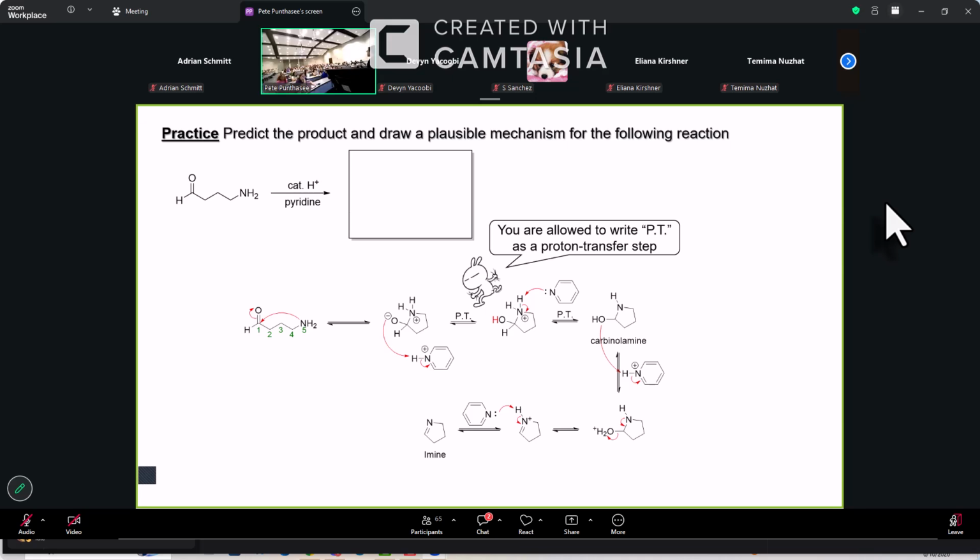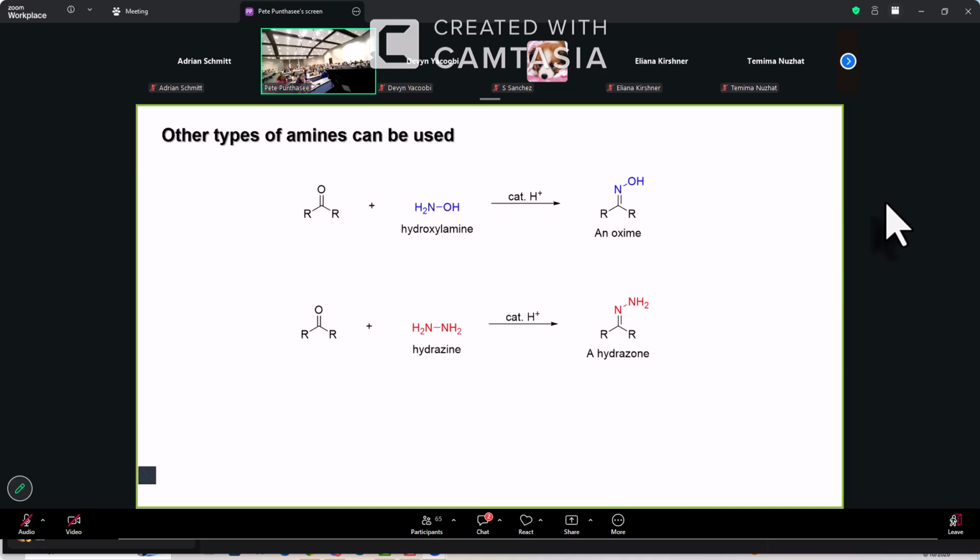There are a bunch of other primary amines as well. Here's an example: hydroxylamine. This is a primary amine with an alcohol on it. We call hydrazine two nitrogens, like two primary amines. You're making an oxime, you're making a hydrazone. Who cares about the name? It's the same mechanism.